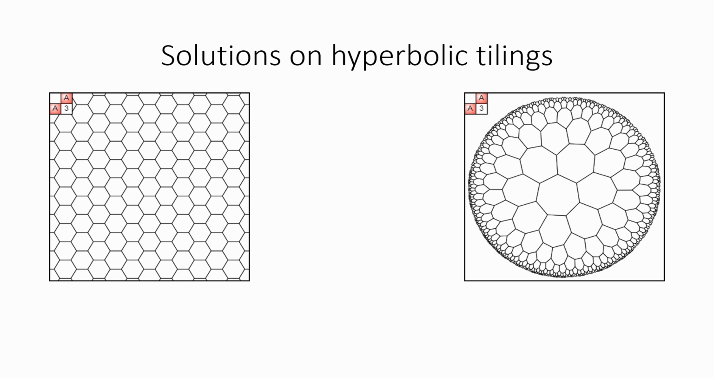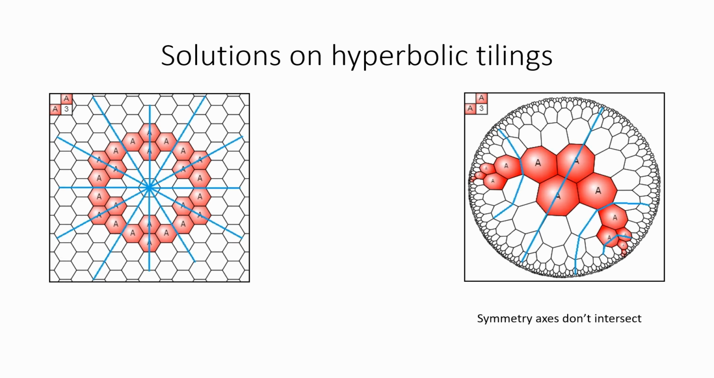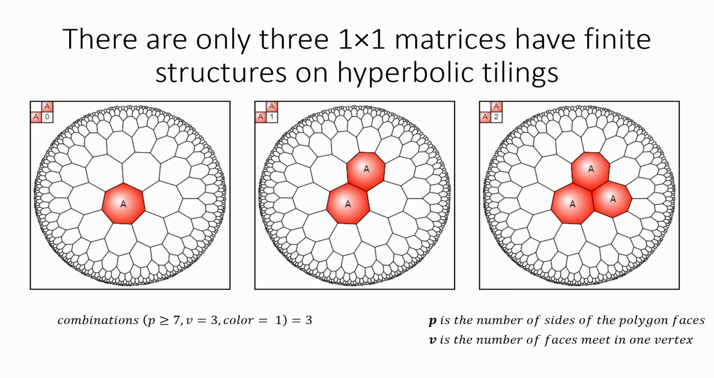I initially believed that the 1 times 1 matrix with matrix value 3 would have an analogous solution in heptagonal tiling, only with heptagonal symmetry. However, it's not the case. Upon drawing the symmetry axes, I found that they do not intersect. On any hyperbolic tiling, only 3 1 times 1 matrices have solutions.